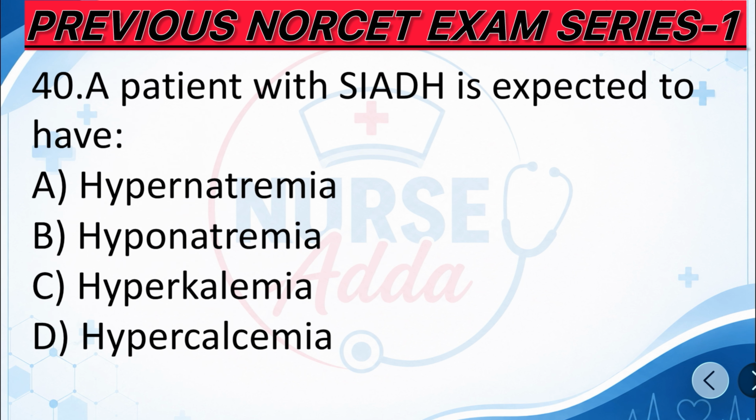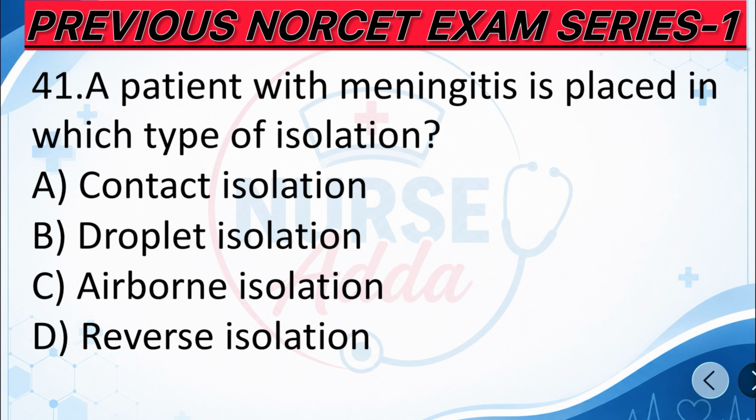A patient with SIADH is expected to have hypernatremia, hyponatremia, hyperkalemia, hypercalcemia. The right answer is option B, hyponatremia. A patient with meningitis is placed in which type of isolation? Contact, droplet, airborne, or reverse? The right answer is option B, droplet isolation.